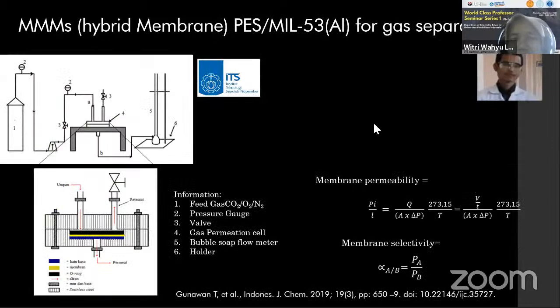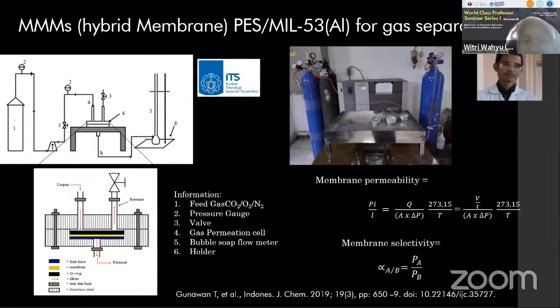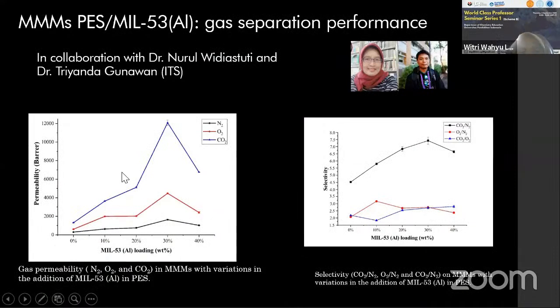And we tested the material at ITS in collaboration with Dr. Nurul and Dr. Trianda. And here is the scheme of the instrument for measuring gas adsorption, membrane permeability and membrane selectivity, which are determined by this equation. And here we have the curve for membrane permeability to separate carbon dioxide, oxygen, and nitrogen gases, with variation in the addition of MOF, here MIL-53 Al.